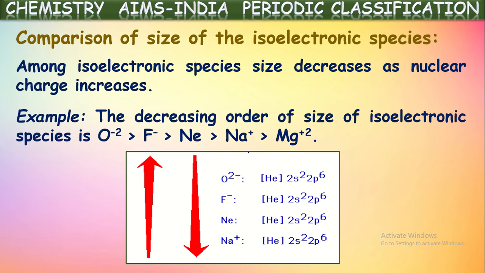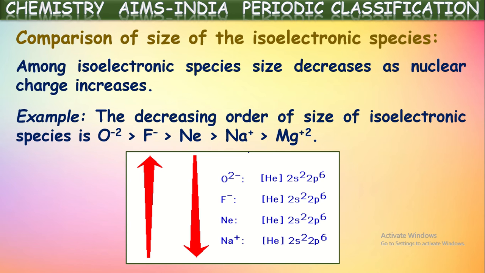What are isoelectronic species? We know the species which have the same number of electrons are called isoelectronic species. Here species represents either an atom or molecule or any ionic substance. Whatever it might be, it can simply be called species. Now, how is the size compared among these isoelectronic species? Among the isoelectronic species, the size decreases as nuclear charge increases.